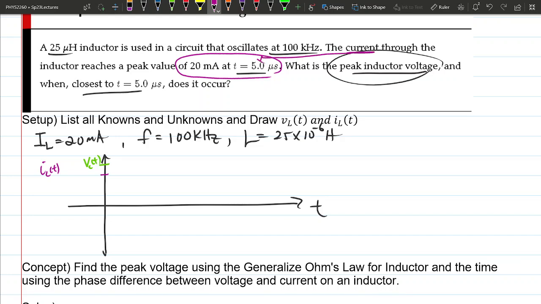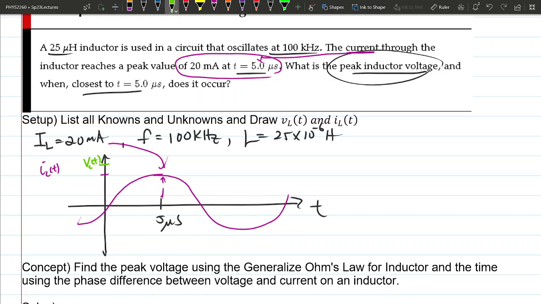So I'm going to mark a point up here, 5 microseconds. And I know the current is at a peak at this point. So it has to be up here somewhere, something like this. And I know what this amplitude is, it's given to me. So how is the voltage going to look? What will the green graph look like?